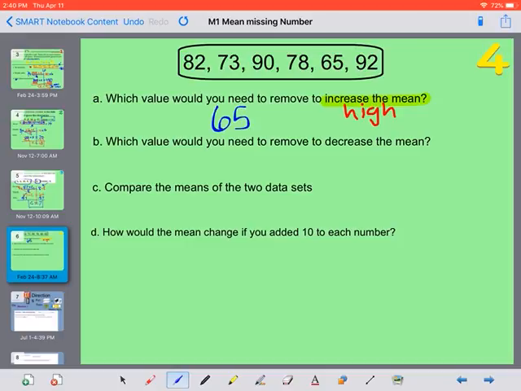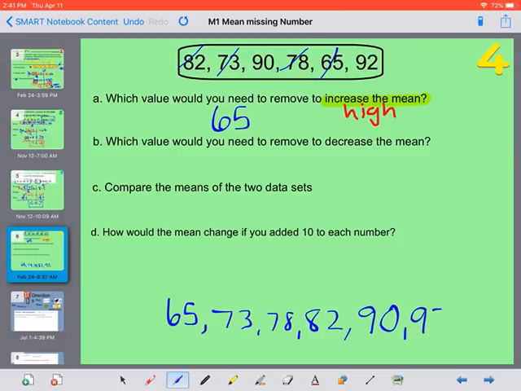So if we get rid of 65, all of the rest of the numbers are going to be higher. If we put them in order down here, 65, then we have 73, 78, 82, 90, and 92. So if we take the mean or the average of just these numbers, it's going to be a higher number than if we included 65, because that's going to bring our mean or our average down. So if we remove 65, our mean will be higher.